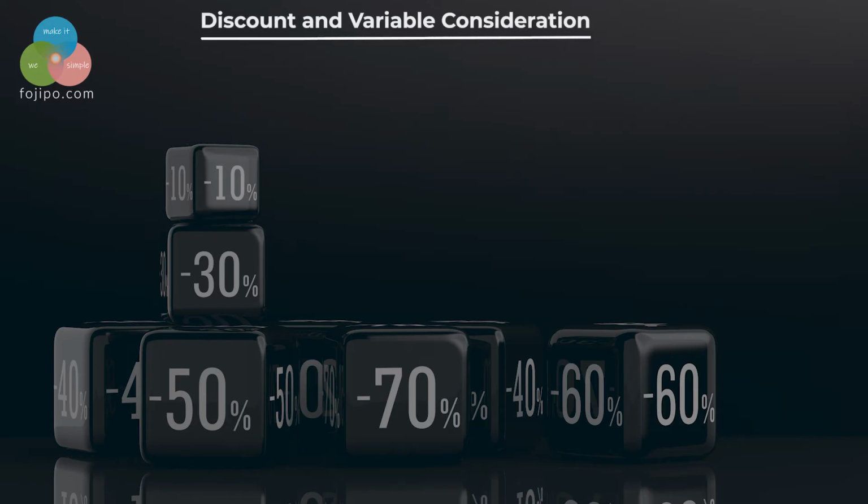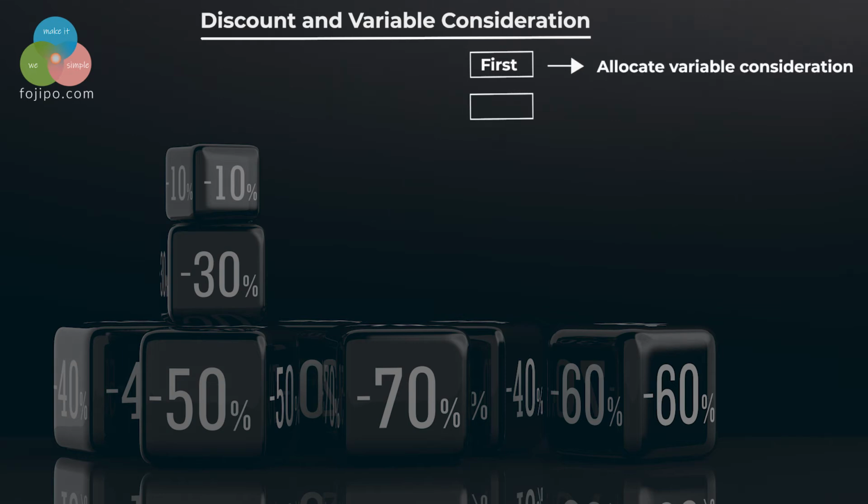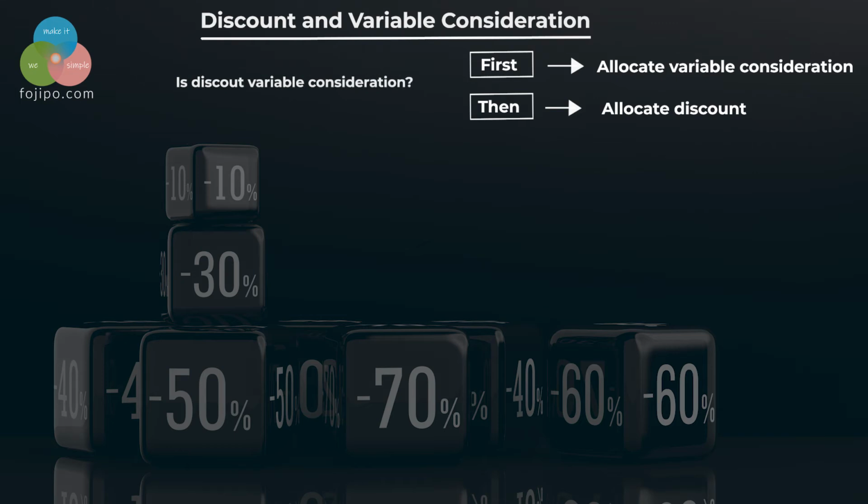Discount and variable consideration. The standard has prescribed a hierarchy to allocate discount and variable consideration, which states that you should first allocate variable consideration and should then allocate discounts. Since it is possible that discount itself can be variable consideration, when dealing with discount and variable consideration while doing transaction price allocation, you should first determine if discount itself is variable consideration, and if so, it is then variable consideration and should be dealt with as such.